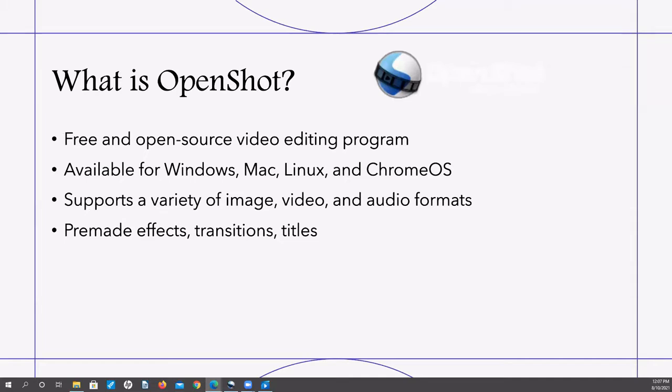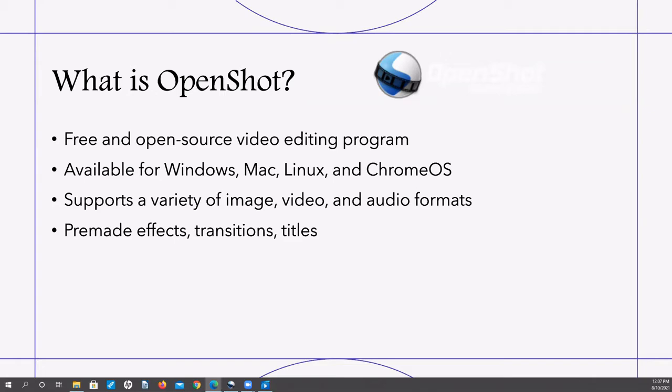So first off, what is OpenShot? Well, it's one of the many options of video editing programs. It is available for Windows, Mac, Linux, and Chrome OS, although that last one comes with a bit of a caveat that some Chromebooks may not be able to run it. It is free and open source, which is one of the reasons I'm featuring it.